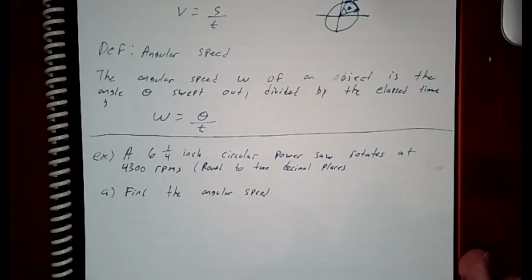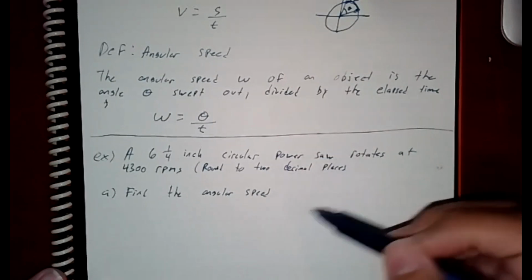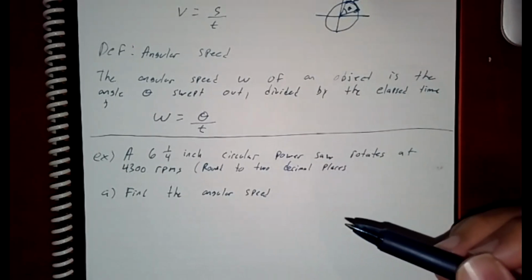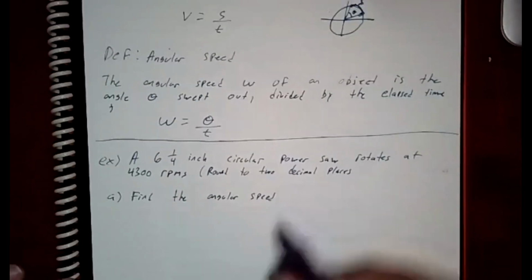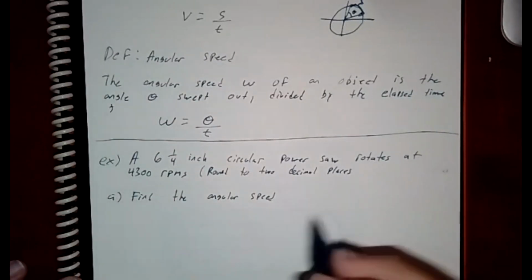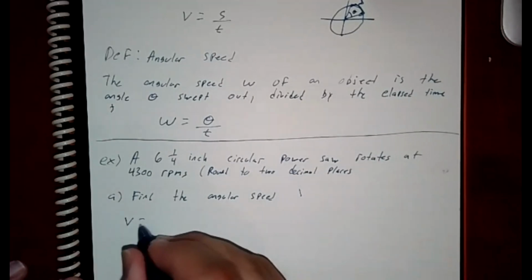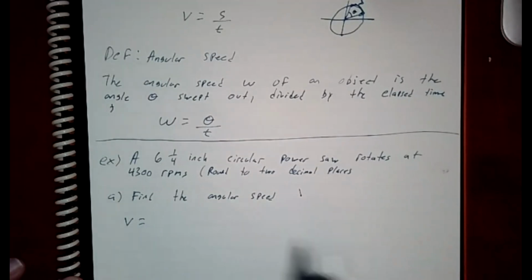All right. Do you guys remember how much a revolution was? 2 pi? 360 degrees. Yeah, 360 or 2 pi, but since we're doing actual real life problems, we need to use radians. So let's stick to 2 pi. But 360 is correct. So the linear speed V is going to equal, let's see here.